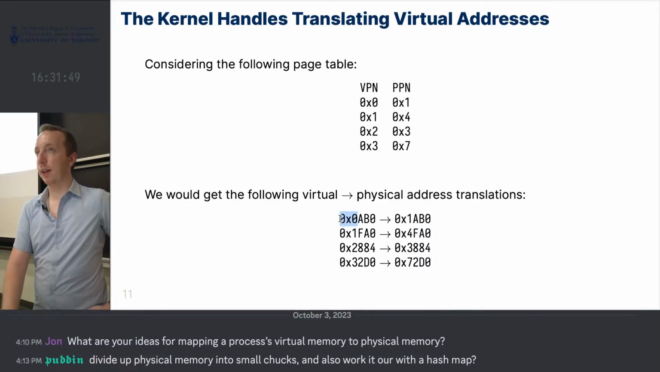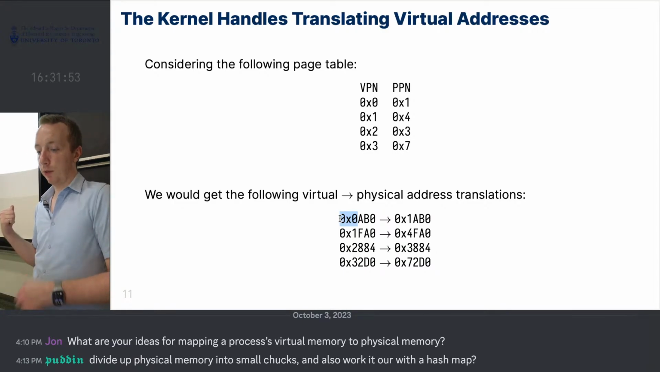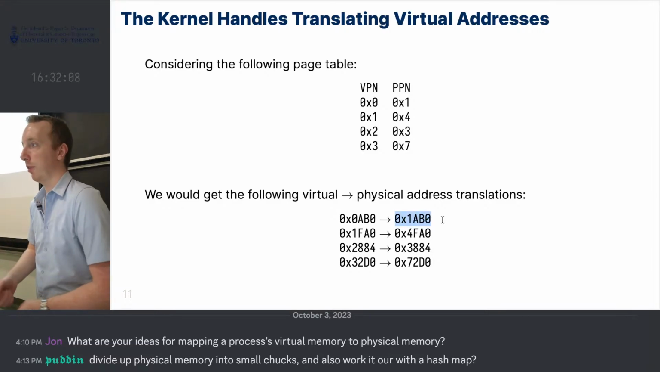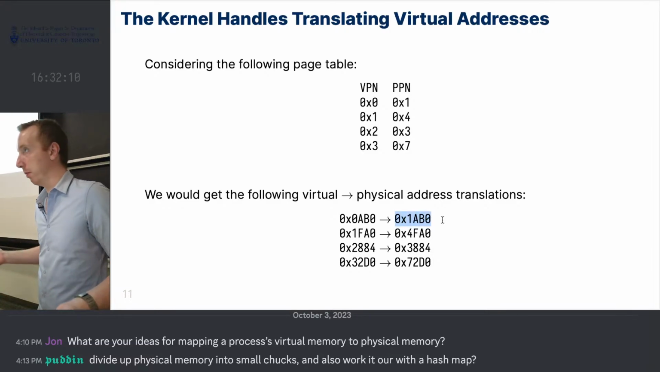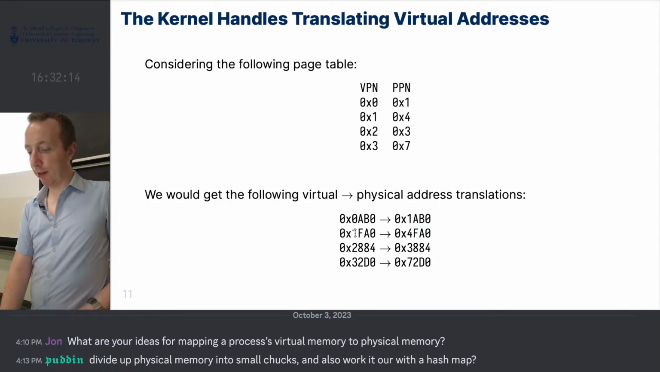So that means the part that is not the offset is the virtual page number. All you have to do is look up virtual page number 0 in this table, figure out that it corresponds to physical page number 1, and then just do the substitution. So our physical address would be 1AB0. Not too bad, eh?